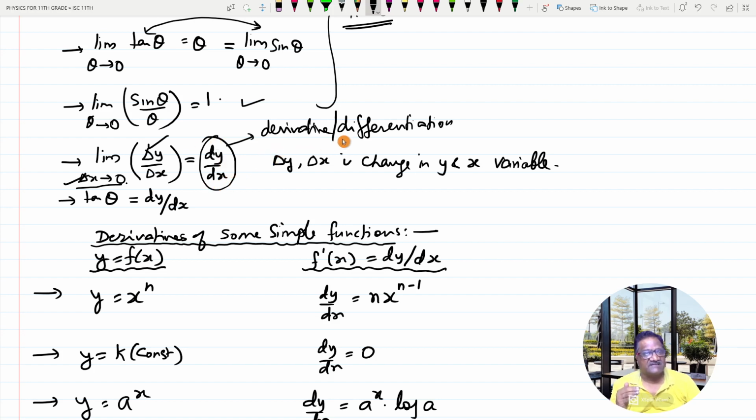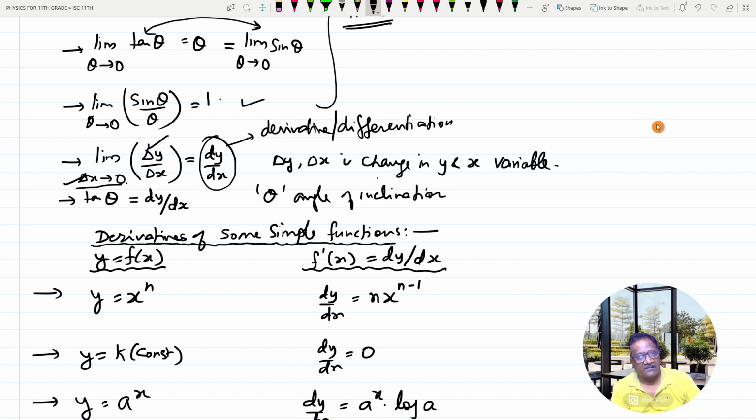So this derivative is a concept which you will also have to understand in mathematics so that you can understand your physics. This dy by dx is nothing but the derivative of the function y with respect to x. Now this dy by dx is the same as tan theta. Now what is this theta? You know, theta is the angle of inclination.